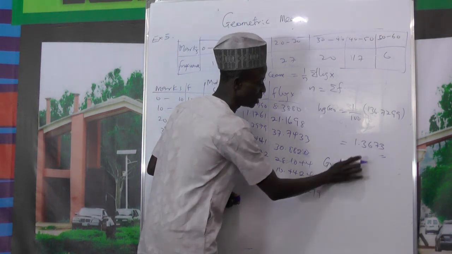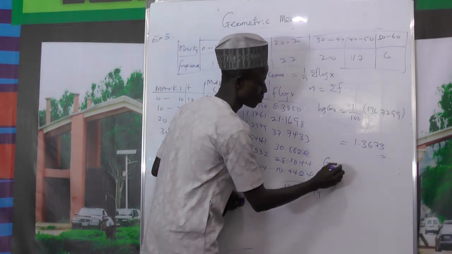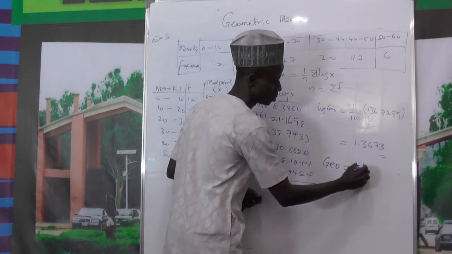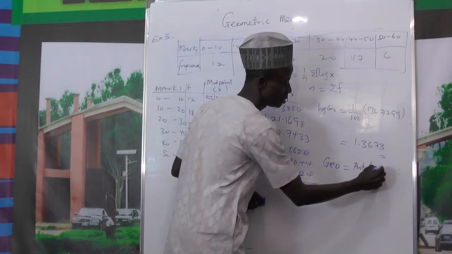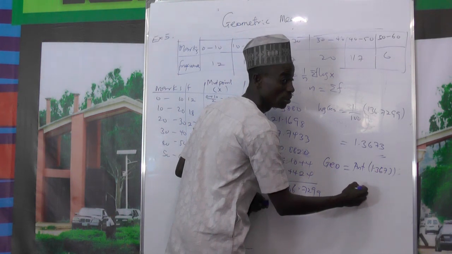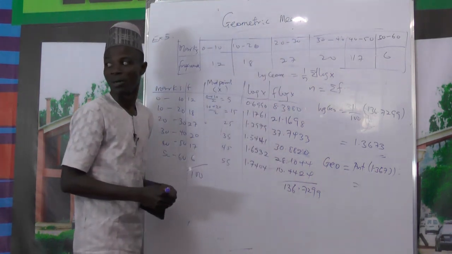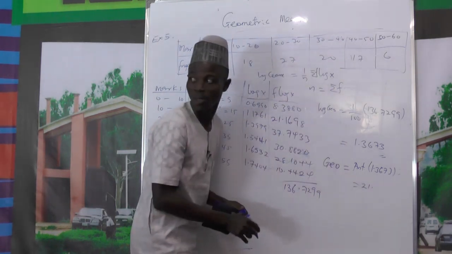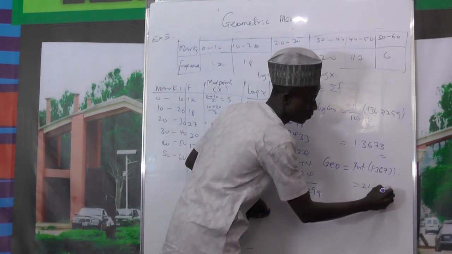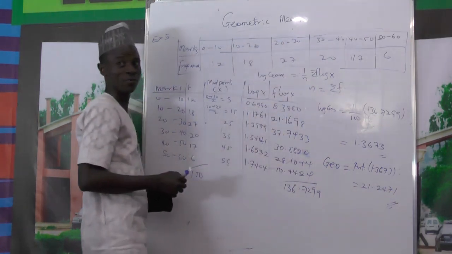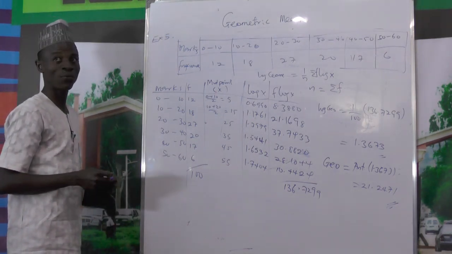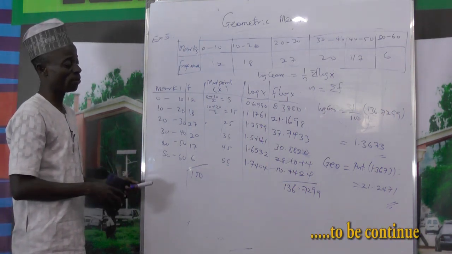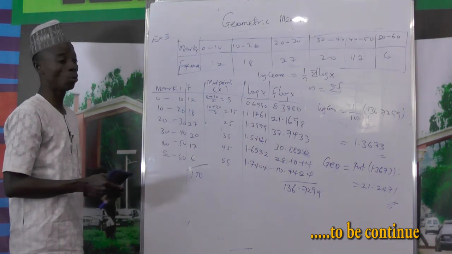So our geometric mean will now be equal to the antilog of 1.3673. So this will give us 21.2471. So that is how to compute the geometric mean for grouped data.